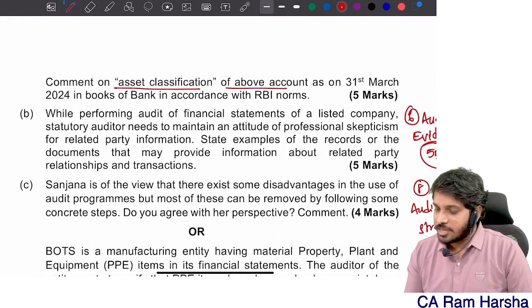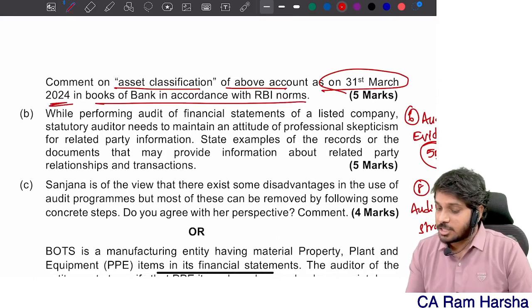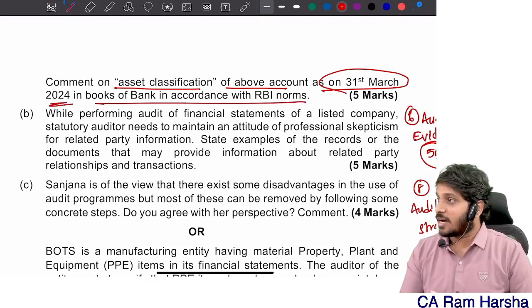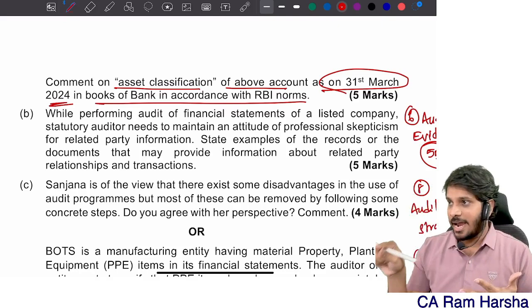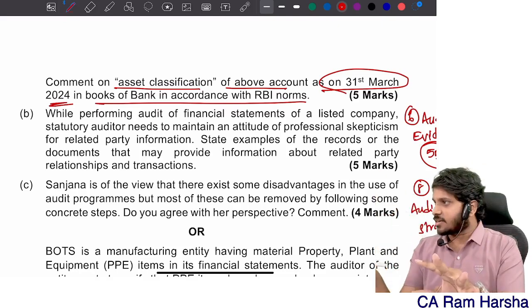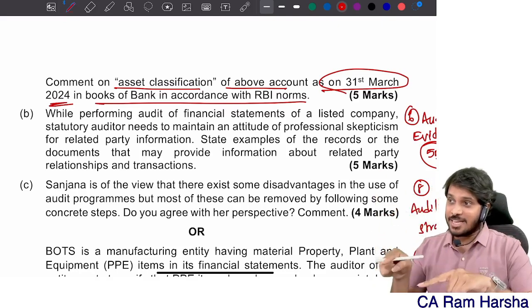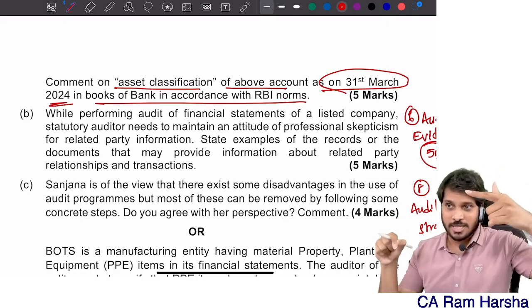Comment on the asset classification of the above account as on 31st March in the books of accounts. As on 31st March, since continuously for more than 90 days no credits were there, it is treated as NPA. Out of order: all three circumstances have to be written and classified. See, again they asked this question. MCQ they asked already, here also they asked.